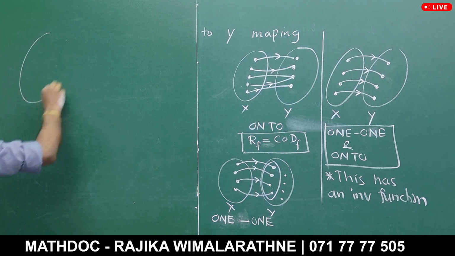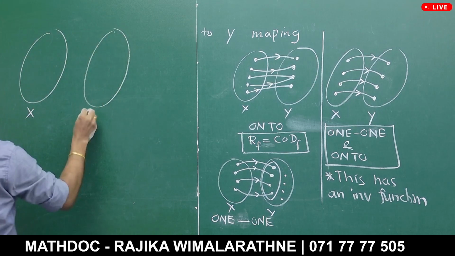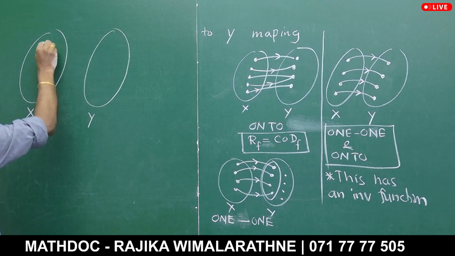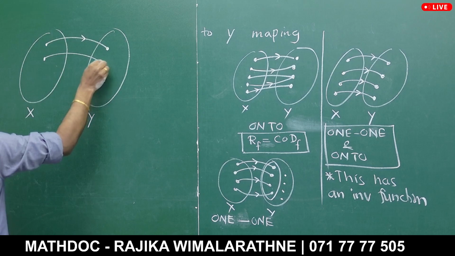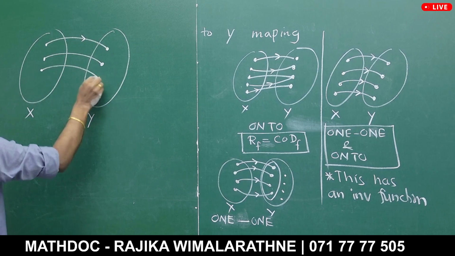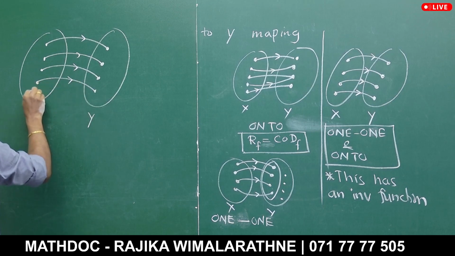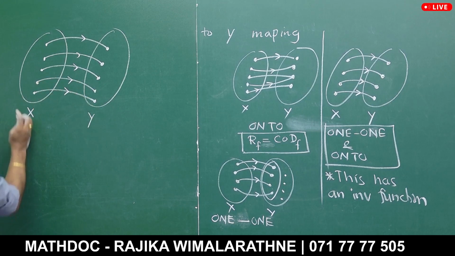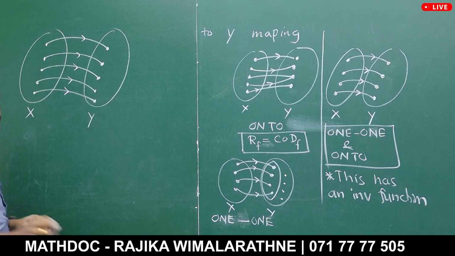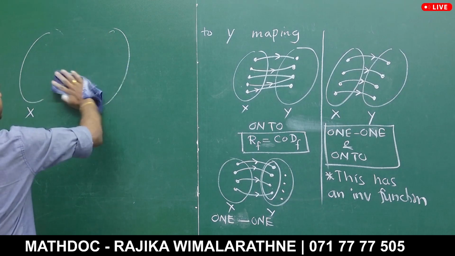Under that you sketch this. Here set x, here set y. Here one element has one image, one element has one image, and so on. Then it is 1 to 1 and onto. Wait a second. So no need to sketch all. Let's sketch only one.